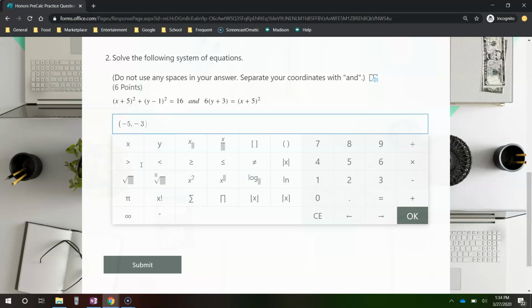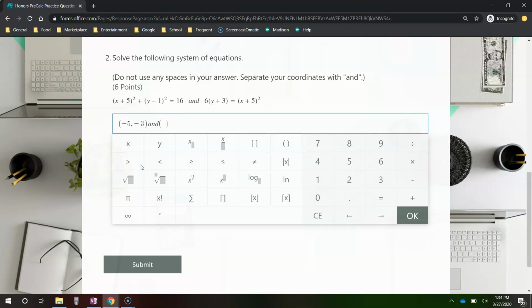So the directions say to separate your coordinates with the word and. So I'm going to go ahead and write and right now. Obviously I have to use my keyboard to type and. Notice I did not put a space here. Just let it touch the parentheses. That's fine. Now here's my next parentheses.